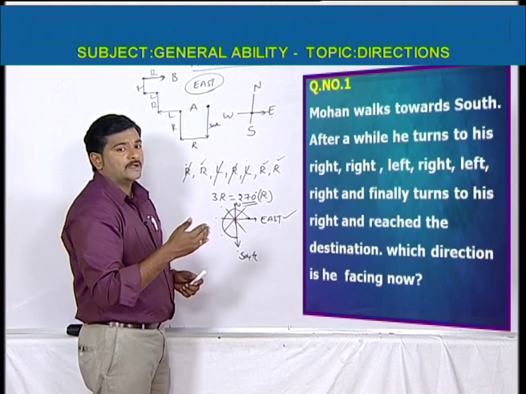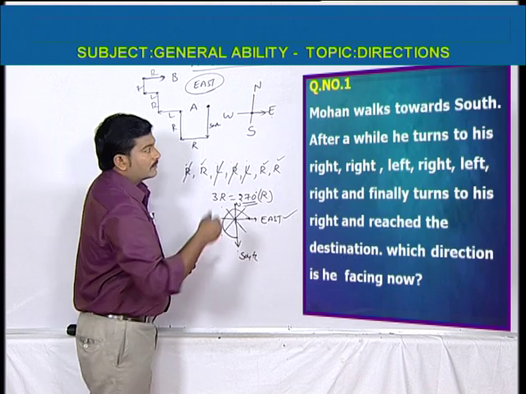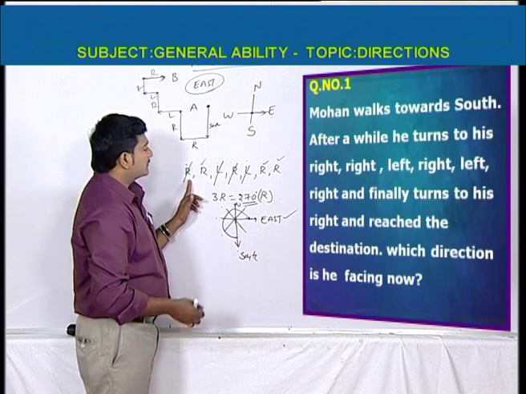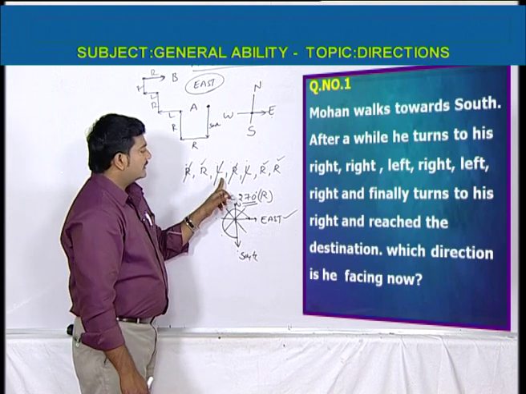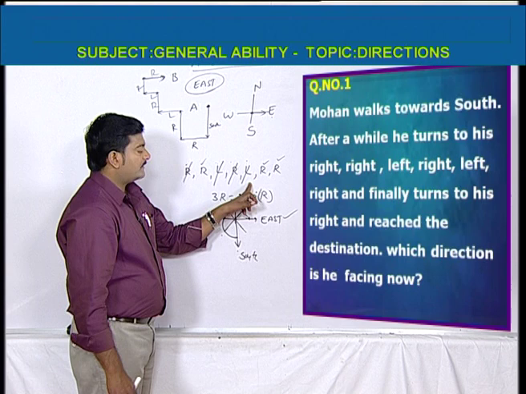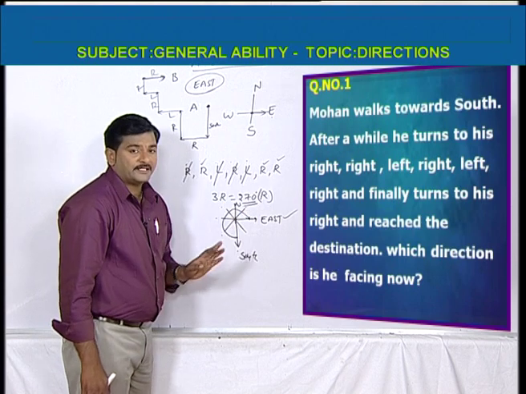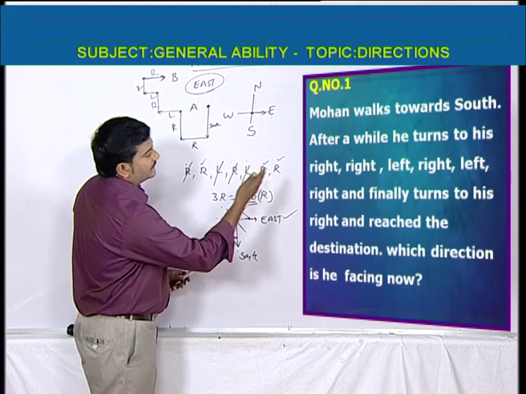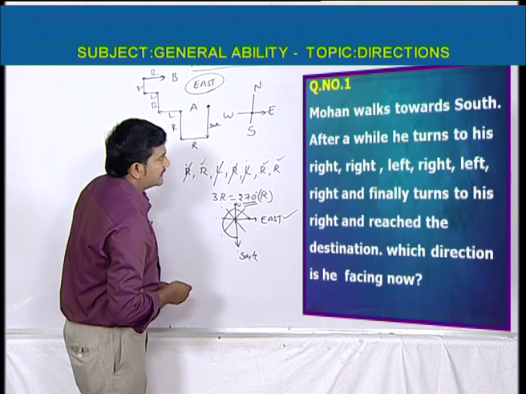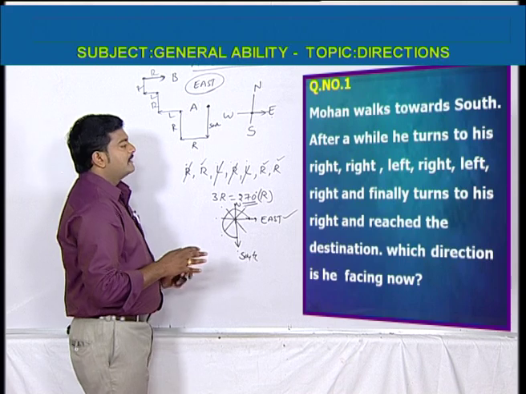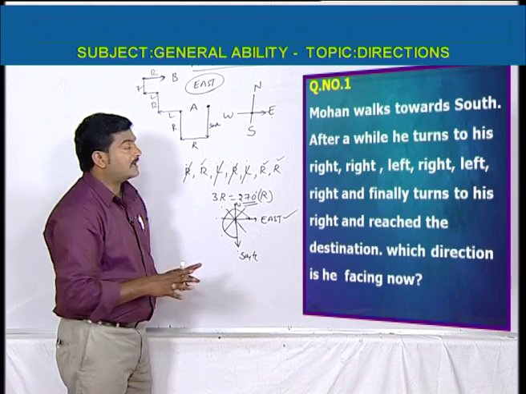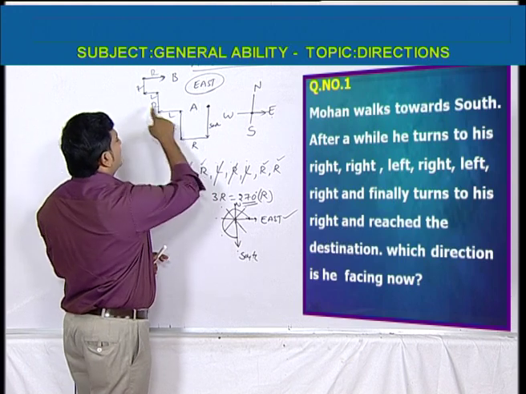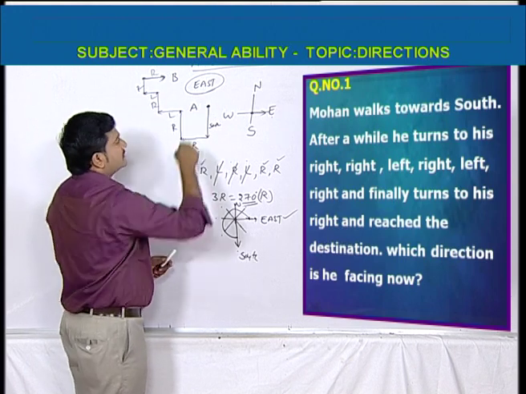I repeat this question once again. Mohan walks towards south. Mohan walks towards right. Then after a while he turns right, left, right, and finally turns right and reached his destination. Which direction is he facing now? So what does it mean here? Clearly, without using any shortcut formula, apply one direction, south direction, and lefts, rights accordingly. We are getting the answer as east.